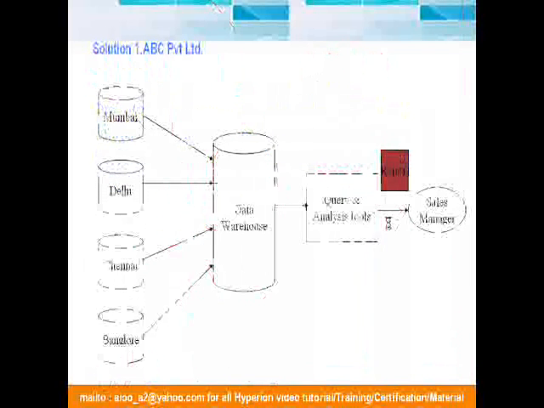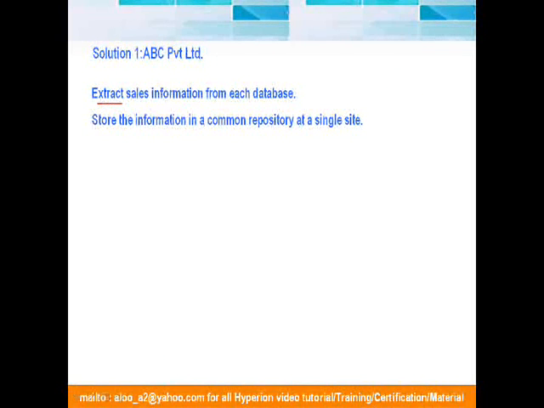So two challenges. First, extract data from disparate sources and store it in a common place. Store the information in a common repository. So a data warehouse, in a simplified manner, is a place where you hold enterprise data, maybe in a summarized manner, maybe in a detailed manner.